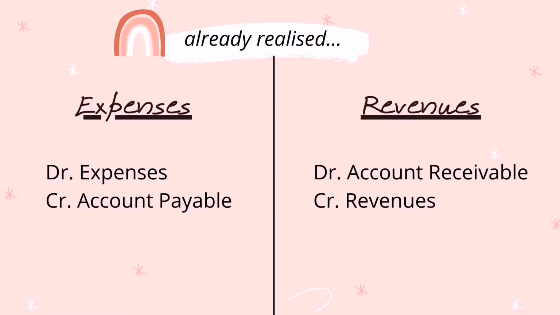So this is the double entry for the expenses and revenue when they are already realized. In this case, we will assume that there is no money exchanging activity. For expenses, we will have to debit expenses and credit account payable, where we are still owing the supplier. And for the revenue, we will be debiting account receivable and crediting revenue, where we are going to receive the money from the customer in the future.